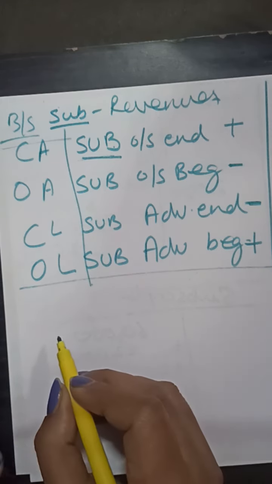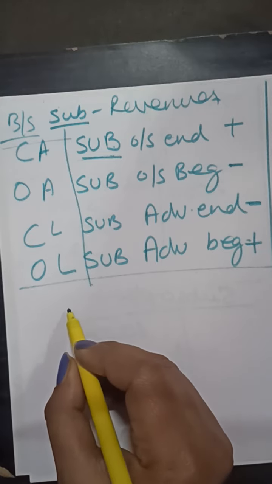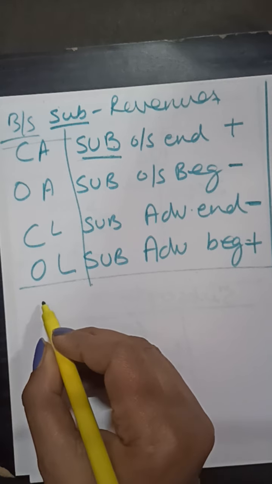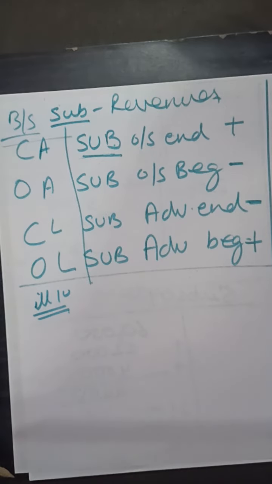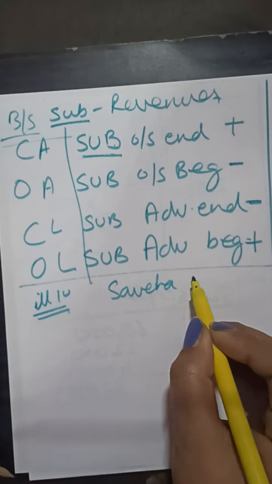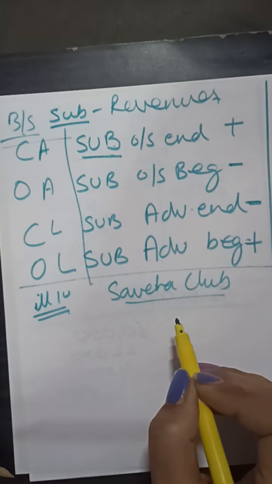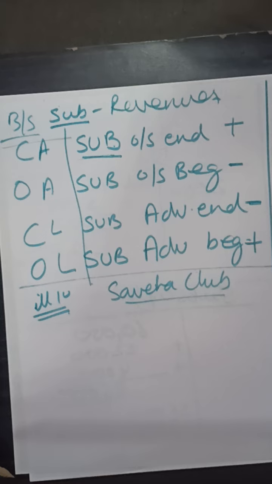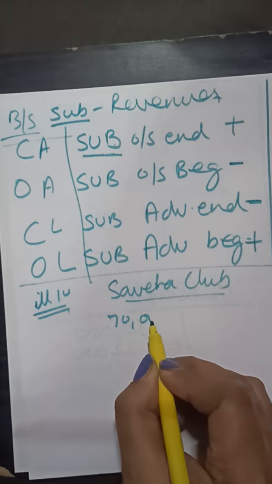Okay, proceeding now with the question relating to this. I can see this is illustration 10 in my textbook. This is the question where the information has been given for Savera Club. Club means NPO. I will read the adjustment for you. Subscriptions received during the year. The subscriptions that are received during the year are rupees 70,000.